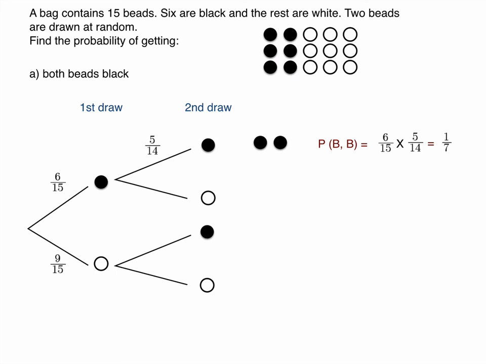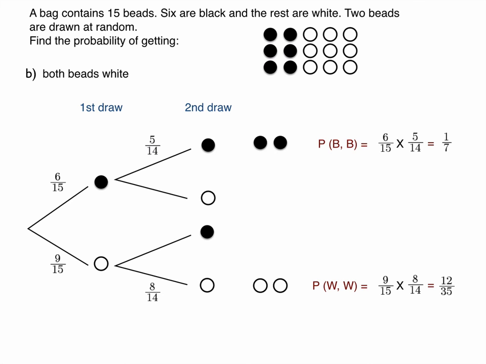If you're after both beads white, which is part B, then there's that event, and there's the other probability we need, and there's the answer.